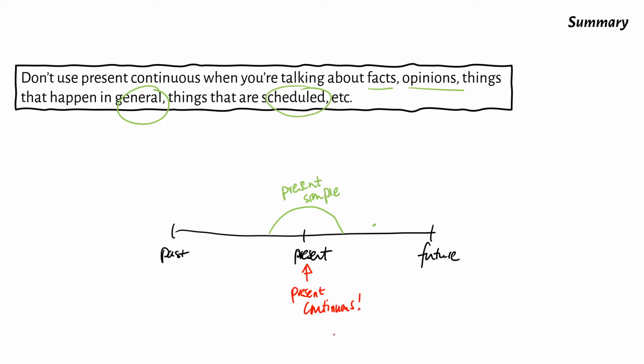Because that's something that's going on right now. You can basically look at it. So don't overuse present continuous. Try to use present simple when you definitely know it's not something that's going on right now. Okay?